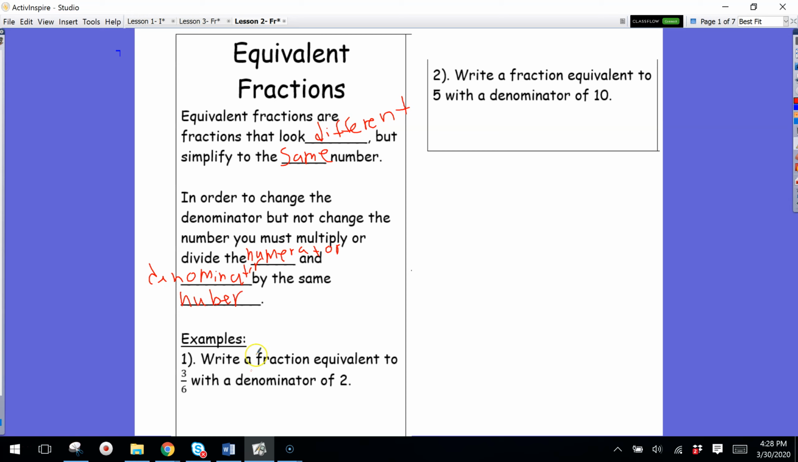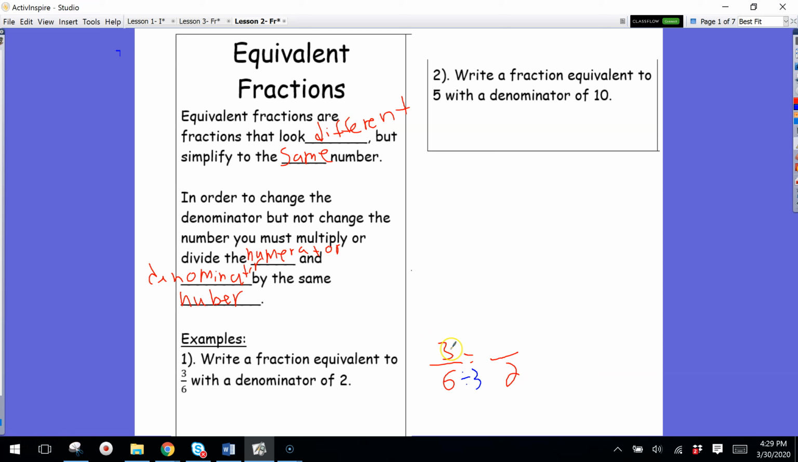In this first example, we're trying to write a fraction that's equivalent to 3/6, but it needs to have a denominator of 2. So on my denominator, which is the bottom piece of the fraction, it needs to have a 2. What did I do to get from 6 to 2? Well, I divided by 3. Now you can't just take a number and divide it by 3. That's changing the quantity of it. So you can't just keep a 3 on the top. You're making a completely different number that's not equivalent to 3/6.